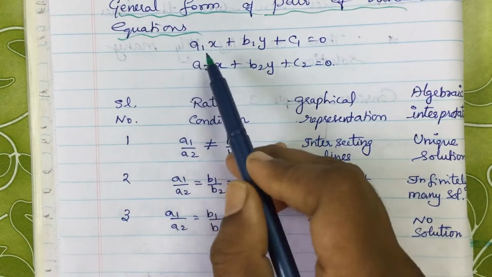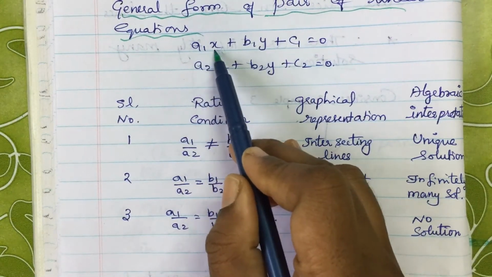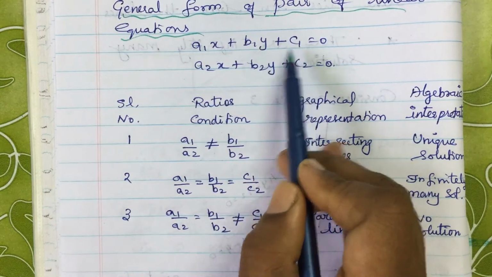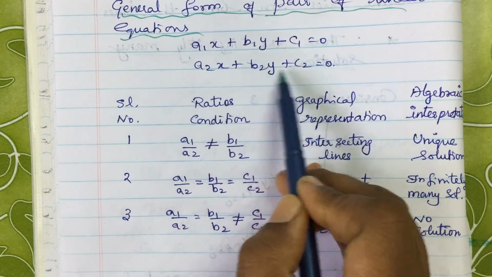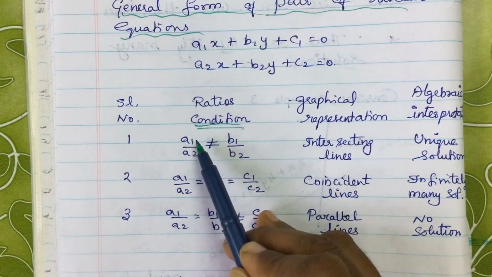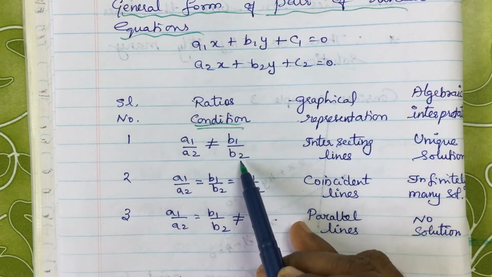In the general form, the coefficient of x is a1, the coefficient of y is b1, and the constant term is c1. Similarly here it is a2, b2 and c2. So what are the conditions here? For a unique solution, a1 by a2 should not be equal to b1 by b2.